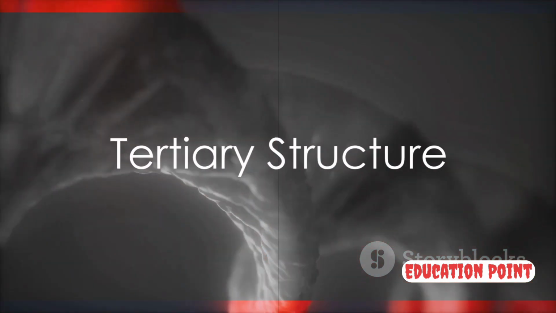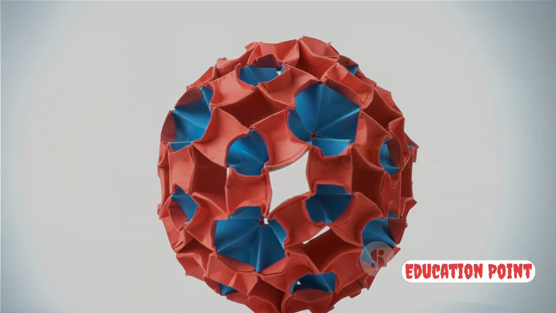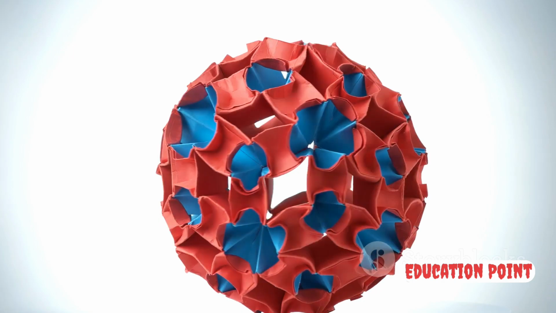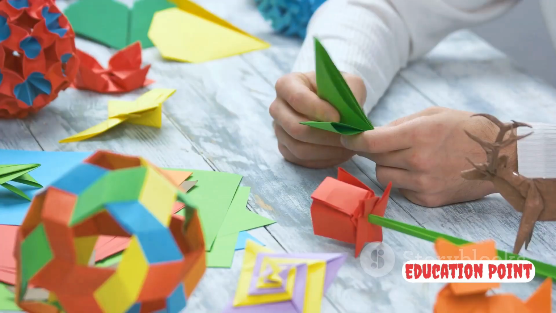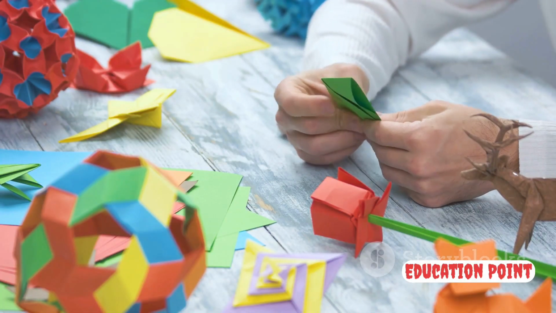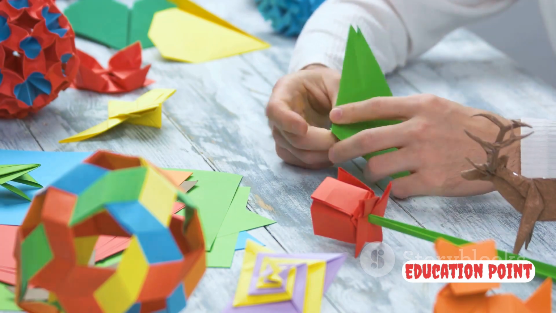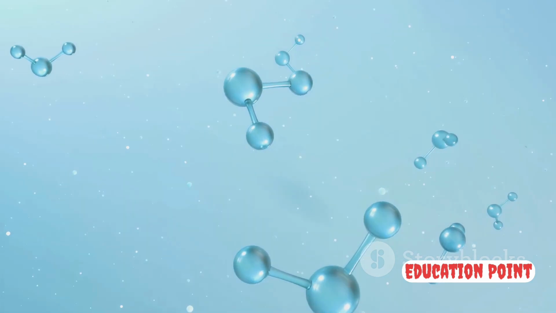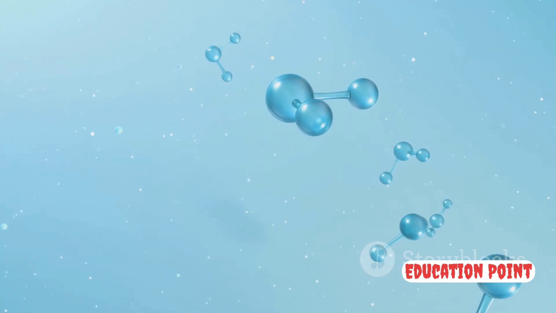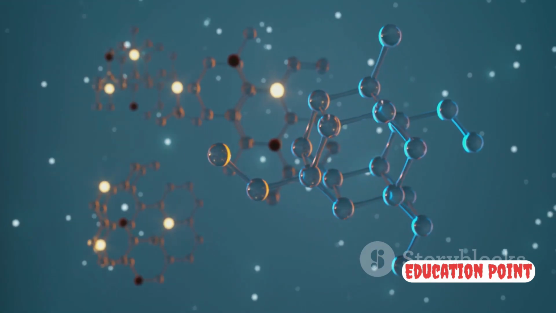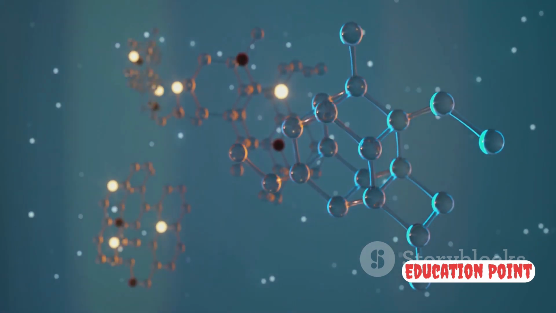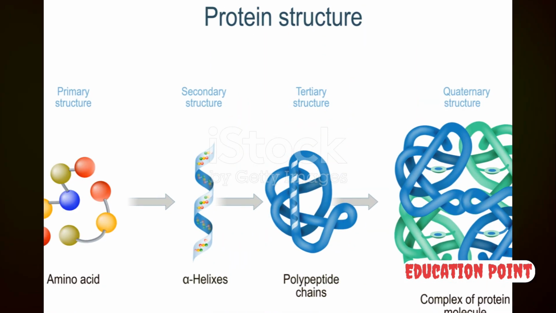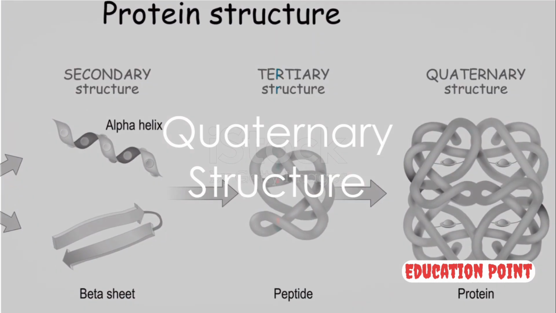Then, we reach the tertiary structure. This is the overall three-dimensional folding of a single polypeptide chain. Picture a carefully folded origami structure, where every fold and crease has a purpose. The formation of this structure is influenced by various interactions, including hydrophobic interactions, hydrogen bonds, disulfide bridges, and van der Waals forces. Lastly, we have the quaternary structure.